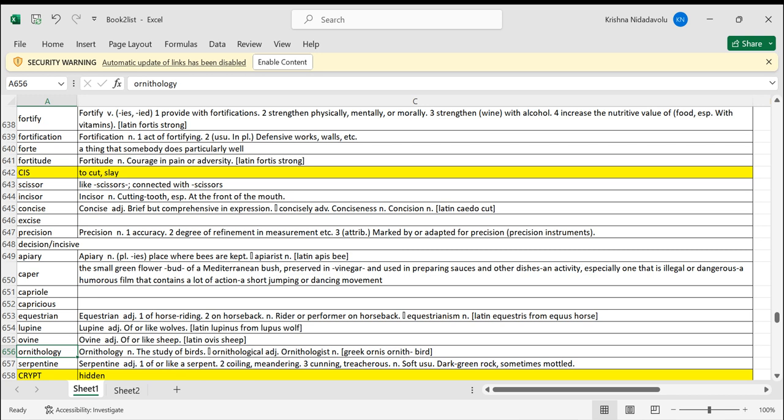Ornithology, or ornithologist. An ornithologist is someone who studies birds. John James Audubon is a great painter of birds of early America. He was also a very great ornithologist. Ornith comes from Greek, which means bird. Ornithology is the study of birds. Amateur ornithology is birding or bird watching.